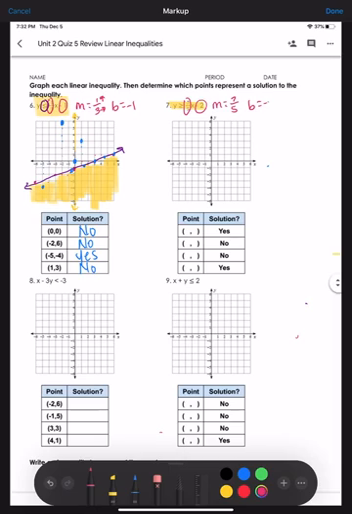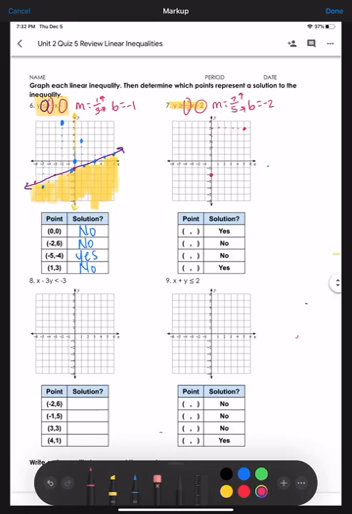b is -2. So that means I'm going to start at -2, and 7/5 means I'm going to go up 7 over 5. 1, 2, 3, 4, 5, 6, 7. 1, 2, 3, 4, 5. Now I can't continue that pattern because that is quite a big slope. So I'm just going to connect the dots between these two points.